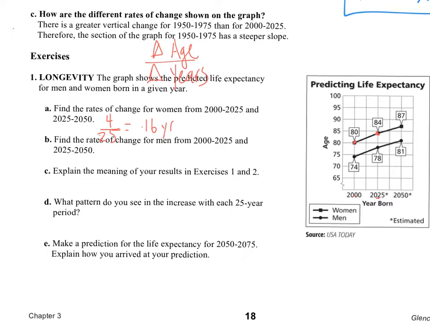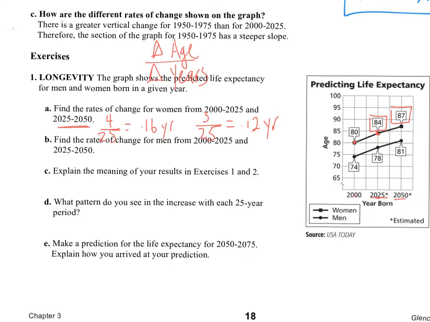We can also find the rate of change, again still on women, from 2025 to 2050. Now I'm looking at 84 to 87. That's a change of 3. Same thing from 2025 to 2050, that's also a change of 25 years. So this one is not changing as fast. This gives us 0.12 when we divide. So our life expectancy is increasing by 0.12 years for every 1 year that goes by.